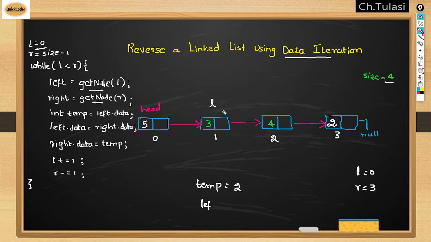And now my L will be here, my R will be here, means my L will be 1, my R will be 2. Again I will get the node at this position and this position, and again swap, means here there will be 4 and here there will be 3. Yeah, here there will be 4 and 3. Again my L will be 2 now, and my R is 1 now. But here my L is not less than R now, so the loop stops here, and see the linked list is reversed.